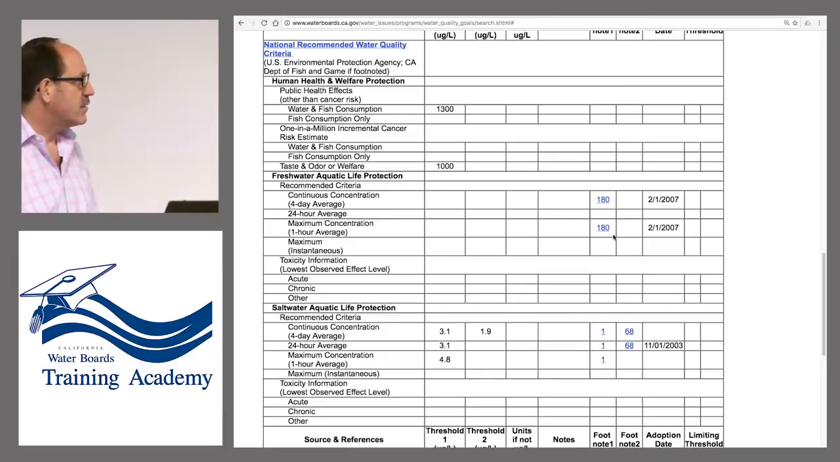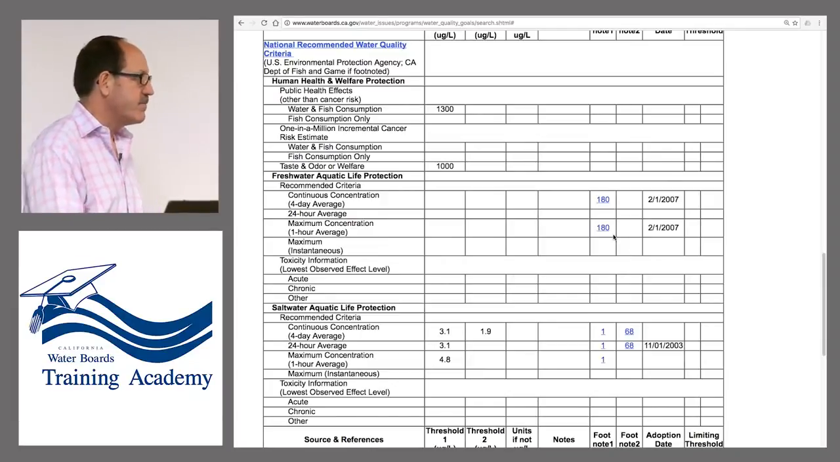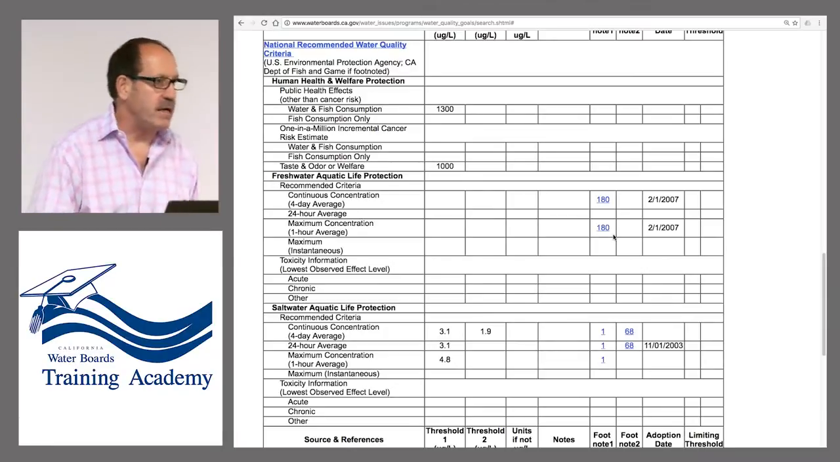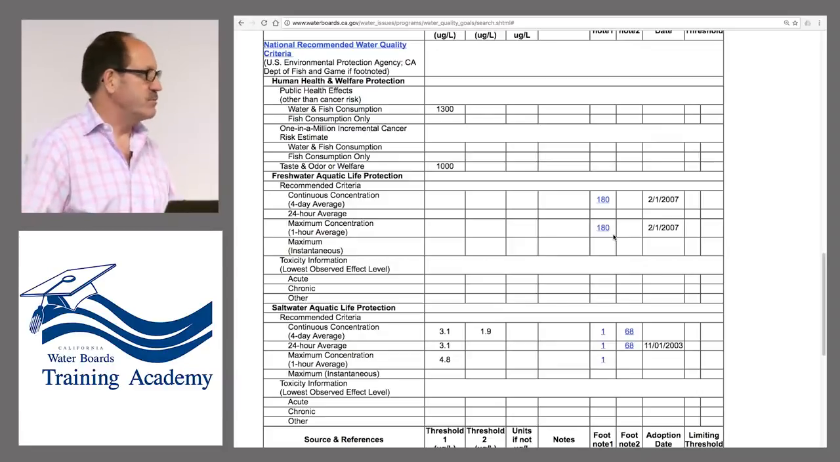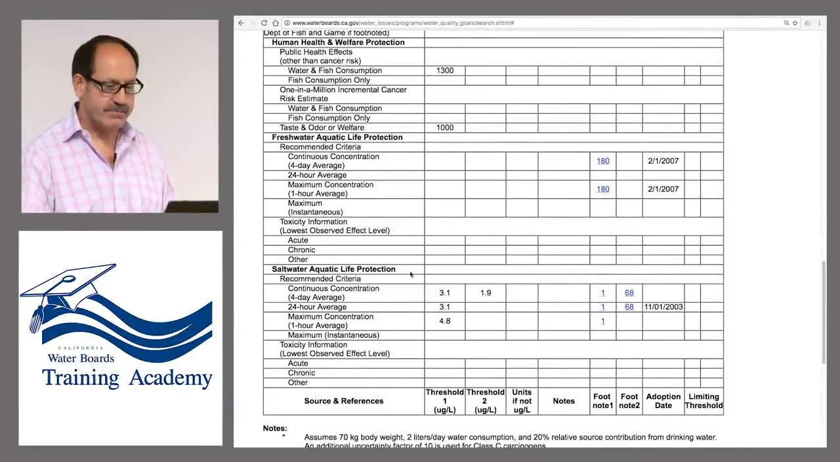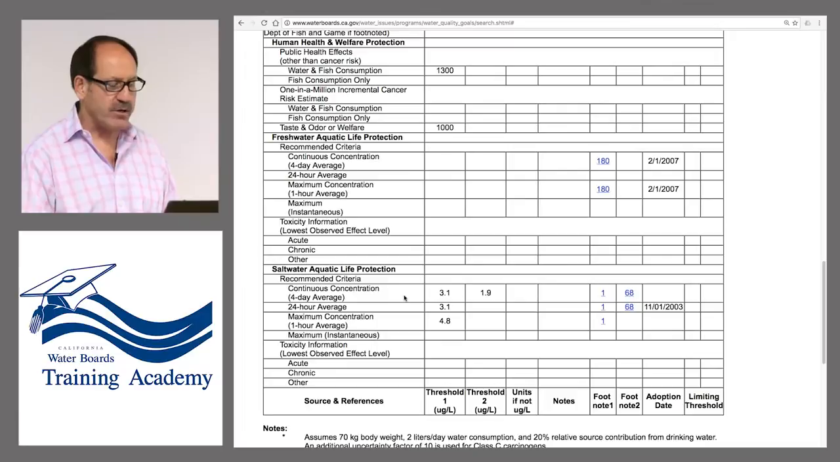Question? Yes, regarding the taste and odor or welfare, do you think that welfare is meaning staining? Welfare could mean staining of the laundry. So the question is, what is taste and odor or welfare? What does the welfare part mean? Taste and odor is part of welfare, but also laundry staining is one of the things that can be a factor. Yeah. Okay.